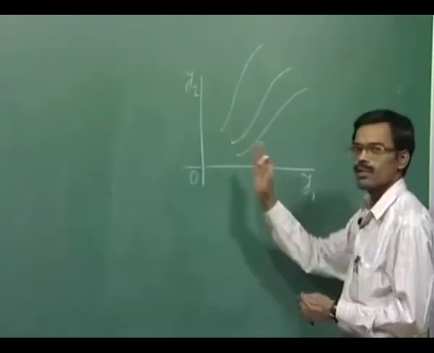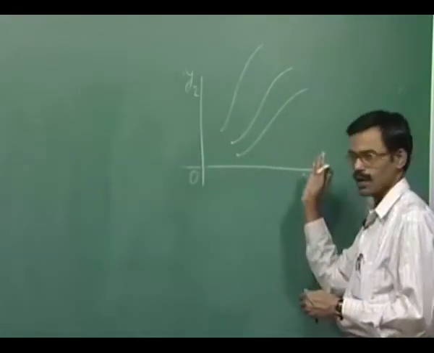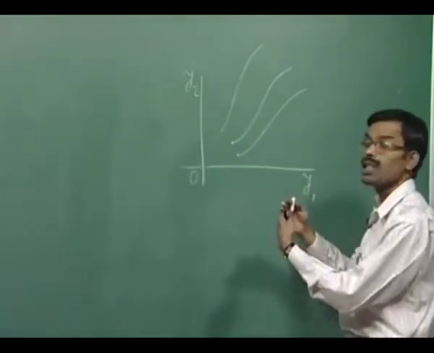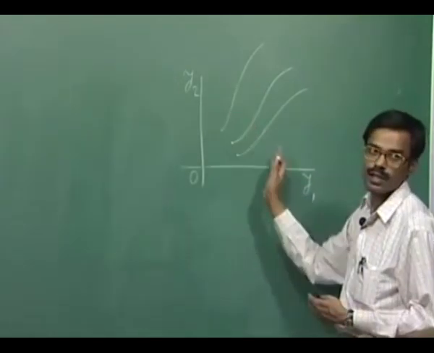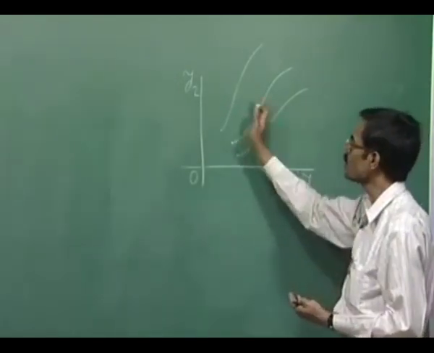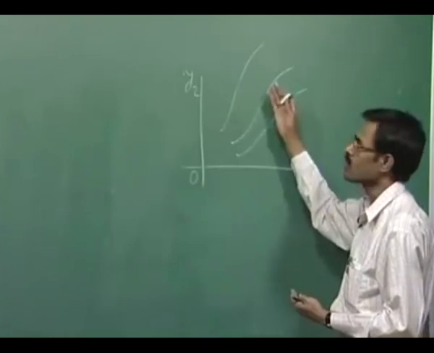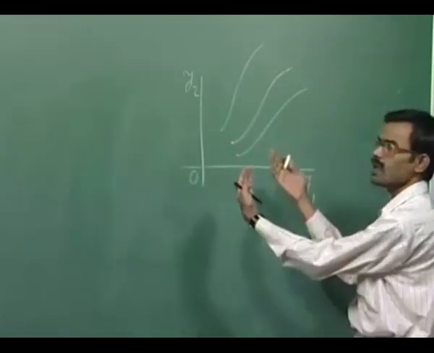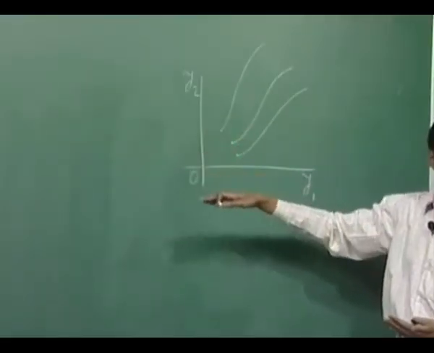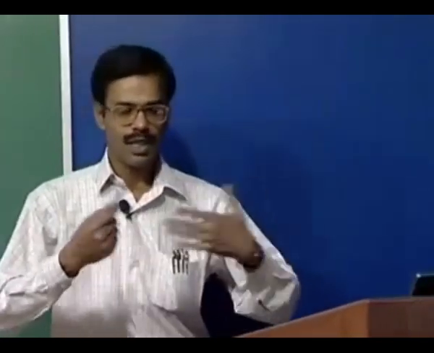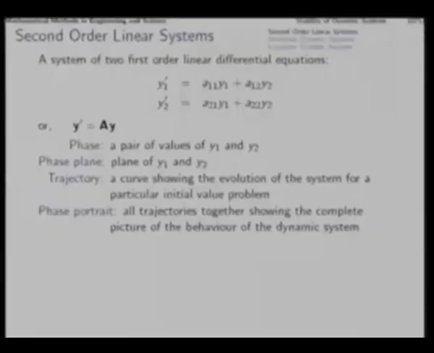Now, when we put all these trajectories, a number of trajectories which will represent all trajectories, in the sense that how much density of trajectories you plot is up to you, but if you go on plotting a dense enough set of such trajectories, then together they will show the dynamic behavior of the system starting from all possible initial conditions. So, that picture is called the phase portrait, all trajectories together showing the complete picture of the behavior of the dynamic system.